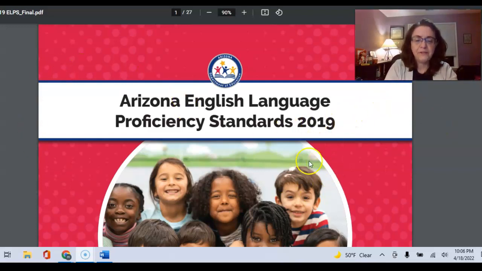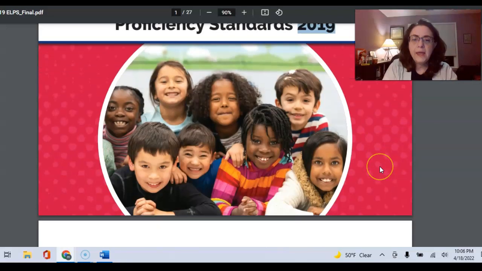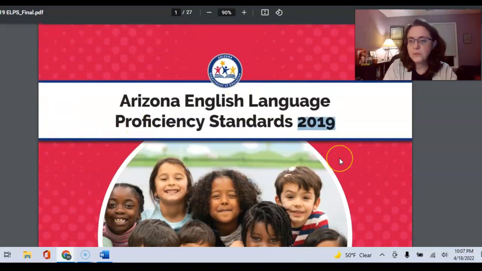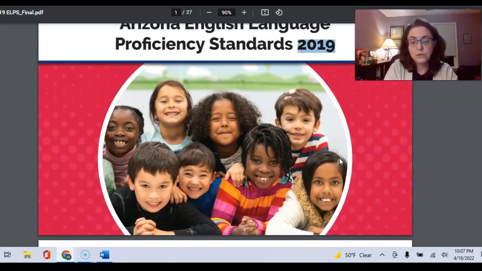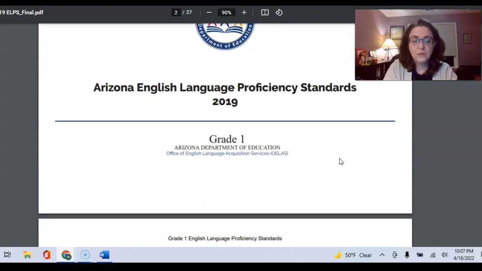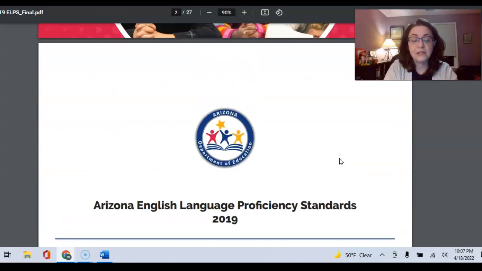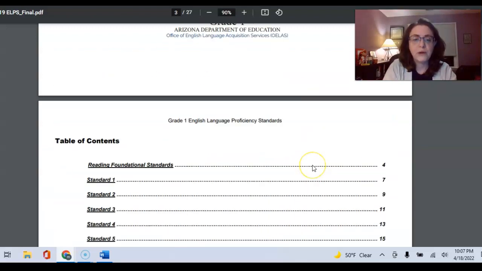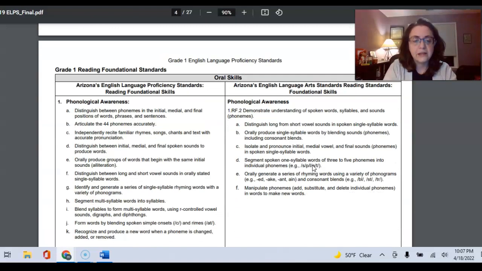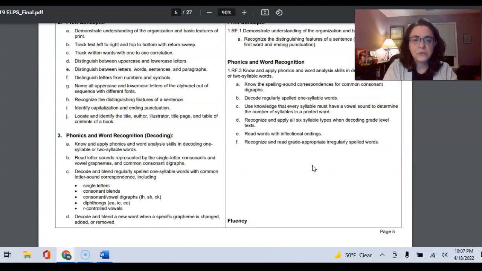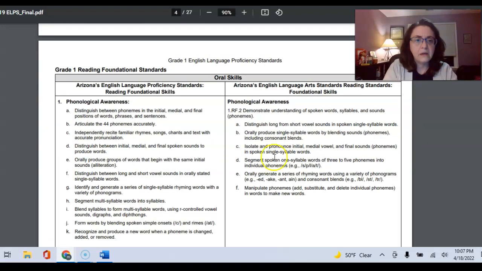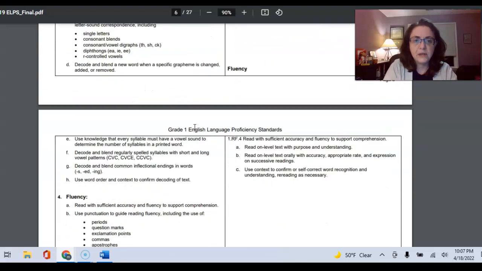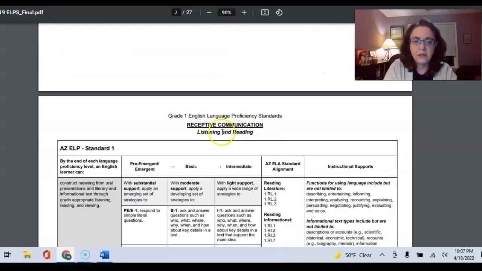Okay, so I have here the Arizona English Language Proficiency Standards for 2019. And this, of course, is for ESWL students, not to be confused with the English Language Arts ones, which are also on the same page. So that's why I wanted to make this video, to make it a bit clearer. These are the first grade ones, but all the other grades look kind of the same. So I'm going to scroll down past the reading foundational skills, and we're going to look at some of the other ones.